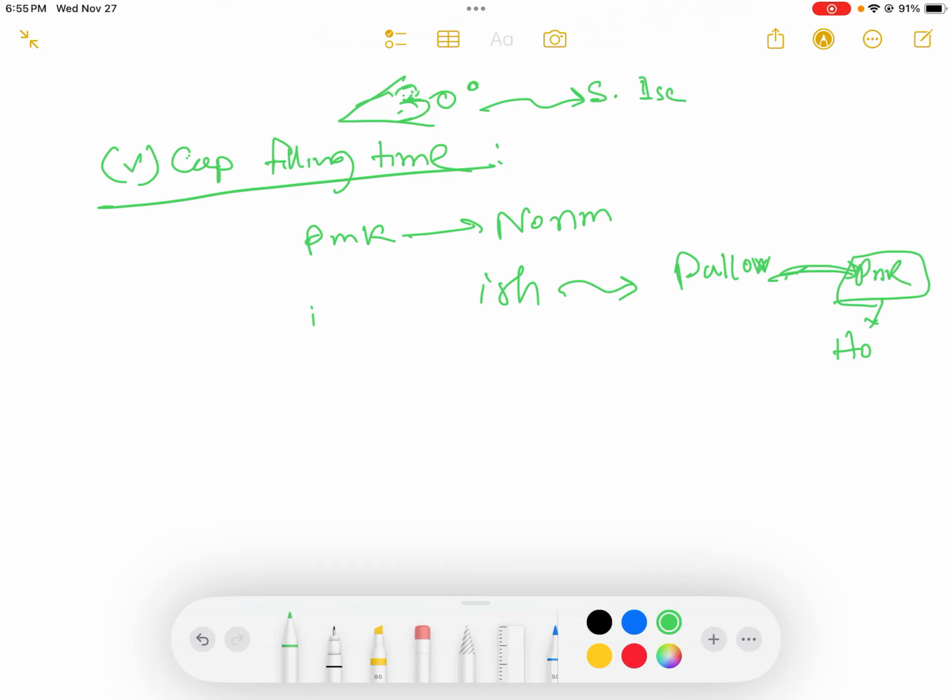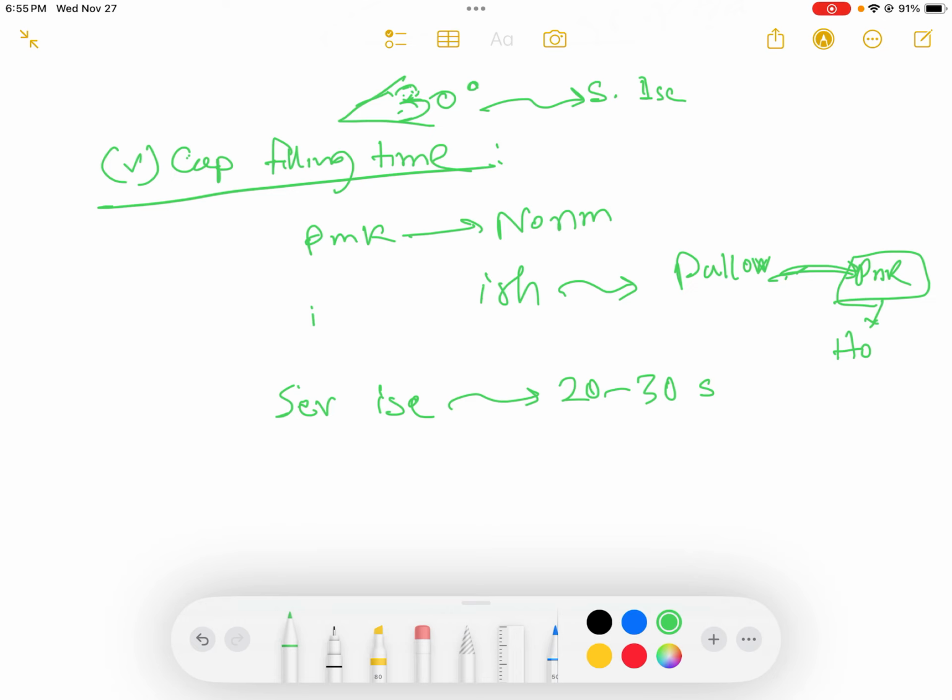This change of color takes place slowly and is called the capillary filling time. In severe ischemia, it takes about 20 to 30 seconds to become pink. Then the ischemic limb again changes color and becomes purple red quickly. This is due to the filling of the dilated skin capillaries with deoxygenated blood.